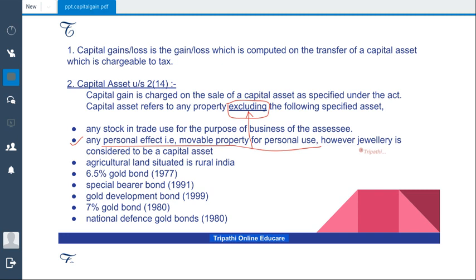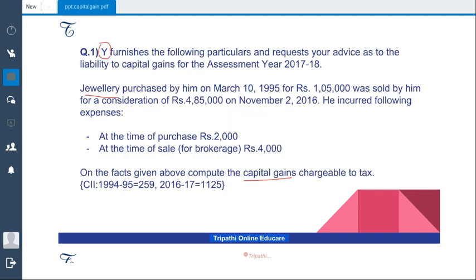However, jewelry is considered to be a capital asset. So jewelry is a capital asset. It is clear that even though jewelry is personal and movable, still it will be considered as a capital asset. So we have understood that jewelry is a capital asset, and on sale of jewelry, if we generate profit, we are liable to pay capital gain tax. Now let's see what they are saying.